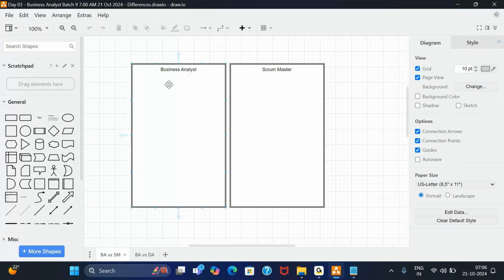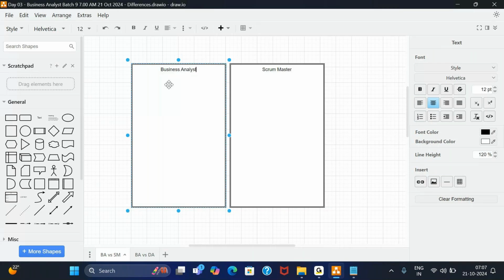Now the first one is business analyst and Scrum Master. One thing is, there will definitely be some overlapping or common points. For example, non-coding role. A Scrum Master is typically a non-coding and a non-technical role. A business analyst, on the other hand, though it's a non-coding role, is a technical job that you are doing.